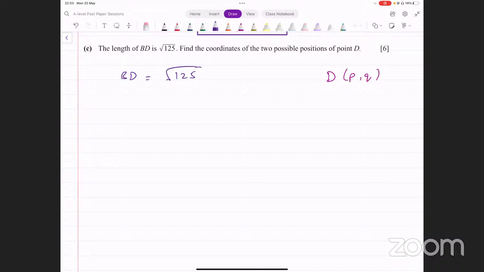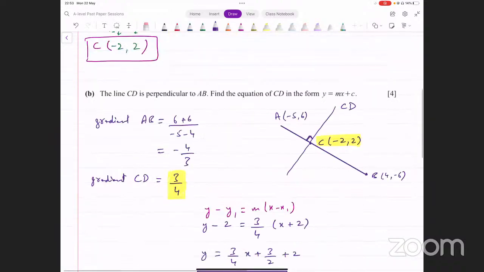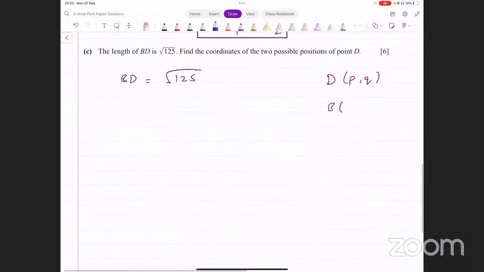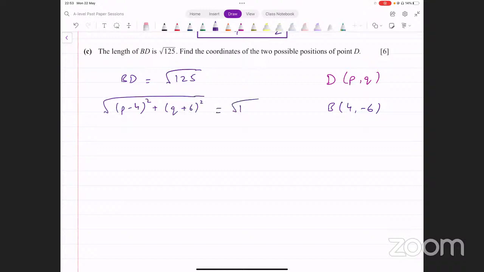Now let's apply the distance formula. We have the point B. What point was given above? 4 and minus 6. Let's apply the distance formula and see what we get. Square root of x2 minus x1 whole squared, so that's p minus 4 whole squared plus y2 minus y1 whole squared, which gives us q plus 6 whole squared. Its square root should be equal to square root of 125. That's the equation that we get from this.